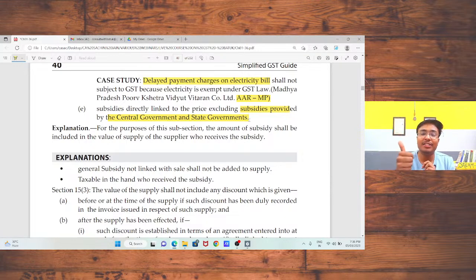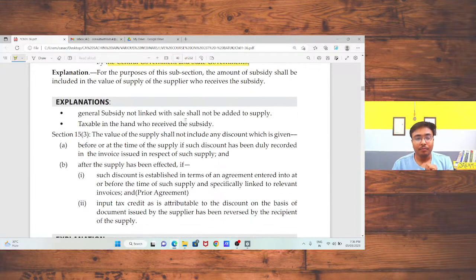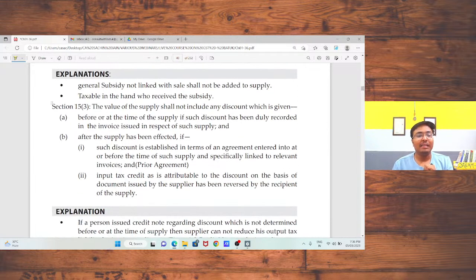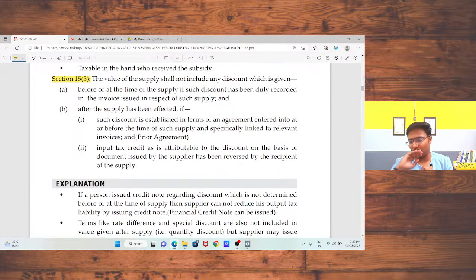Subsidy by central government or state government should not be adjusted with your transaction value. General subsidy and other subsidies are adjusted with your transaction value. Now, section 15, subsection 3: the value of supply shall not include any discount which is given.